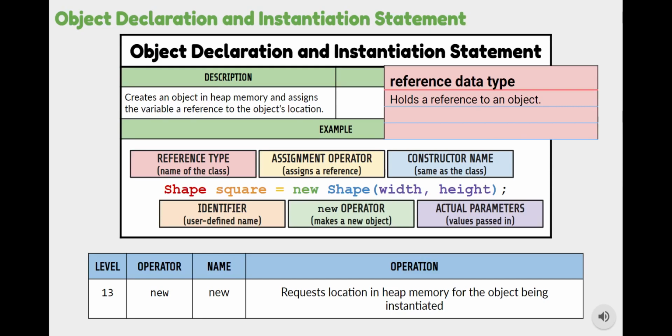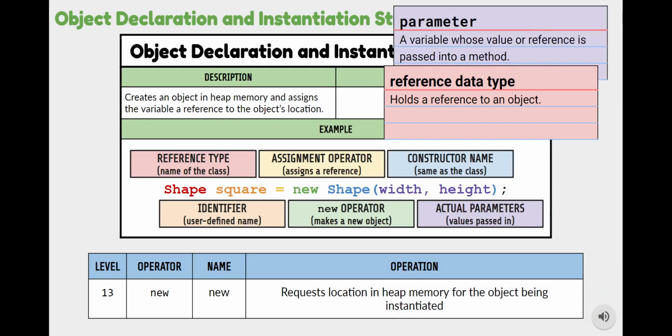Then we need to call one of the constructors. So remember, the constructors have the same name as the class. So that will be the same as the reference type at the beginning of the line. And then we have our parameter list. These are known as our actual parameters because these will be the actual values that we want to use when we are creating the shape. So we set the actual width and the height that we want when we are creating this object called square.